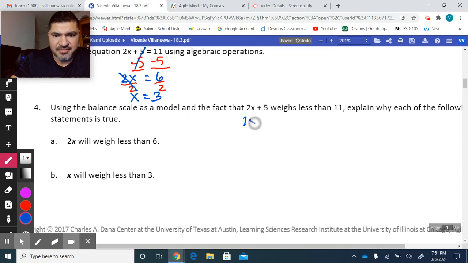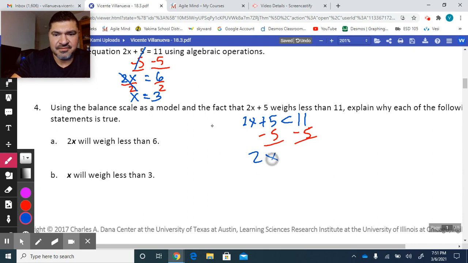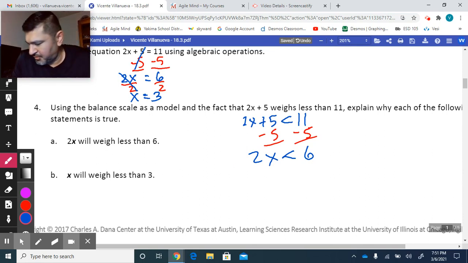I've got 2x plus 5 weighs less than 11. And if we work this out, which is the same as what we did above, right? Minus 5 minus 5. We get 2x is less than 6. Okay, so 2x will weigh less than 6. Isn't that what we have here? It is. So this is true.